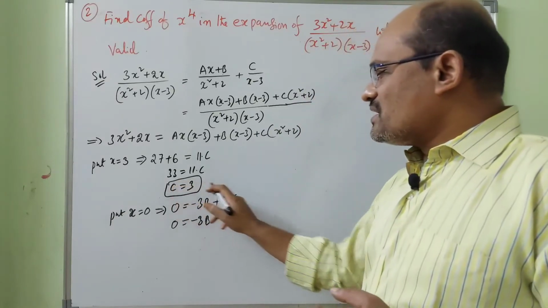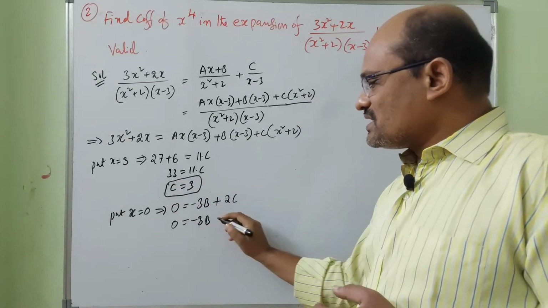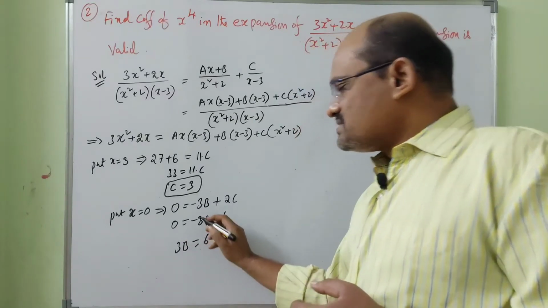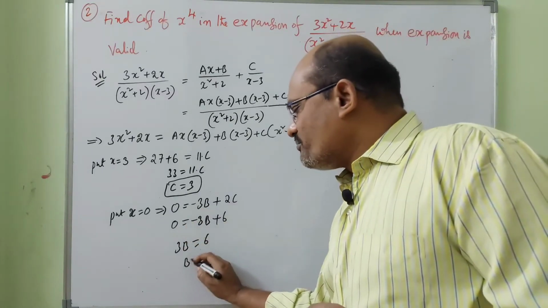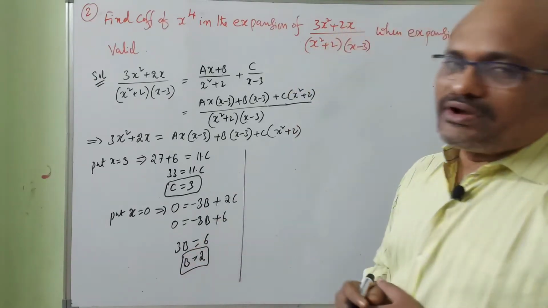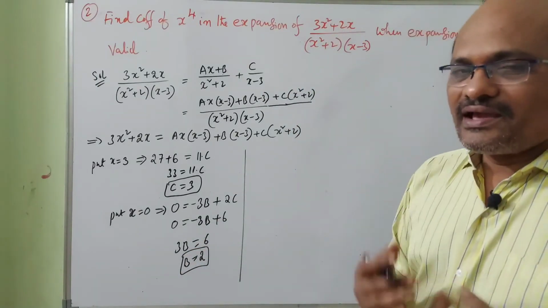Now c we know, the value of c is 3 here, substitute, you will get 6. So 3b is equal to 6. The value of b is 2. I got the value of b. Now I am going for a.